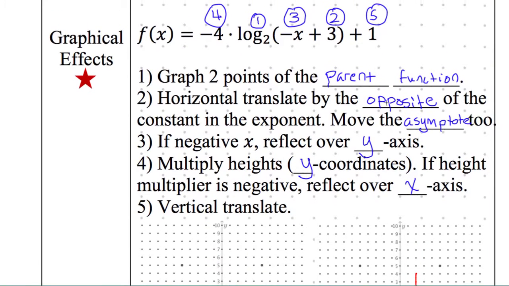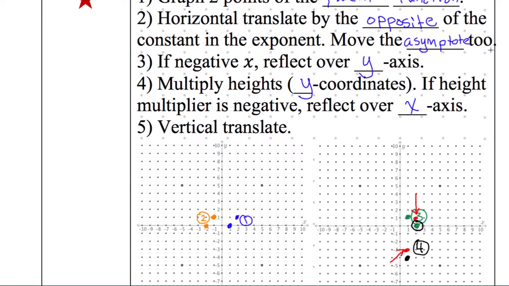So this asymptote can get reflected as well. On step number 2, let me draw out what happened. Our asymptote moved left 3. Our asymptote was right here on step number 1. On step number 2, it moved left 3. So our asymptote was right here. But then on step number 3, it got reflected. So our asymptote is at positive 3.